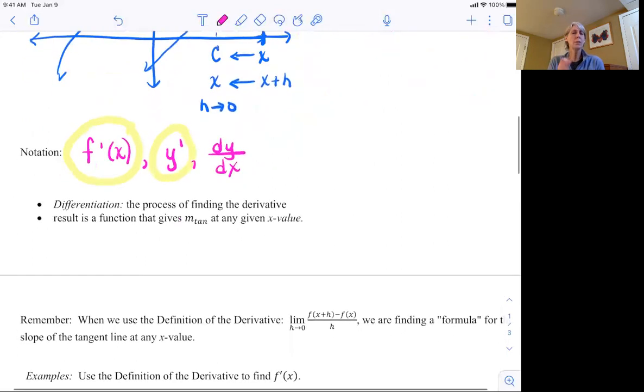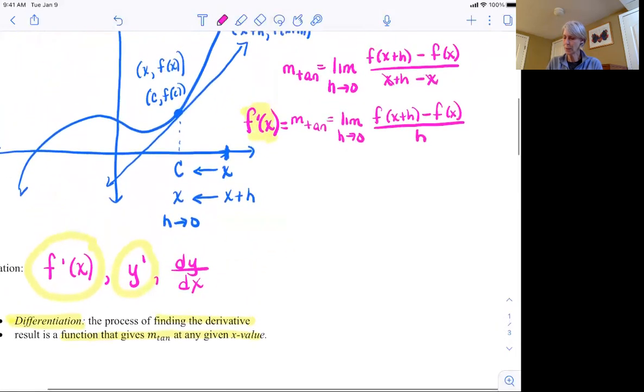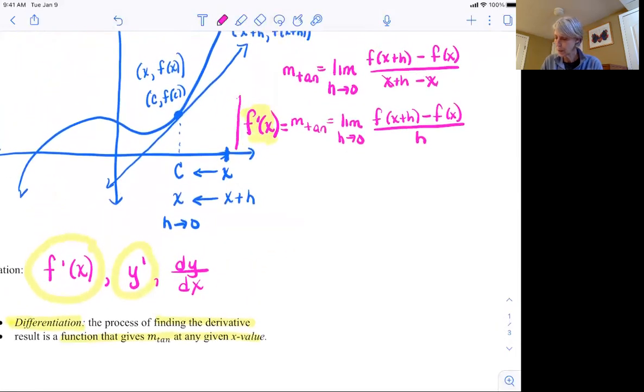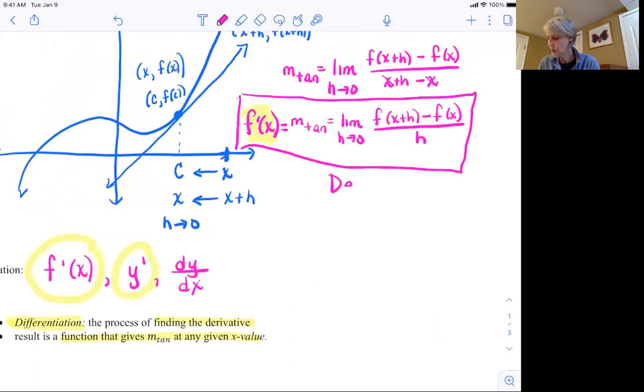A couple other little things. Differentiation. If you hear me say the word differentiate, that means find the derivative. And just to remind you, when you find the derivative, we have a function that gives the slope of the tangent line at any given x value. I'm going to go back up here for one moment. This limit here is known as the definition of the derivative.